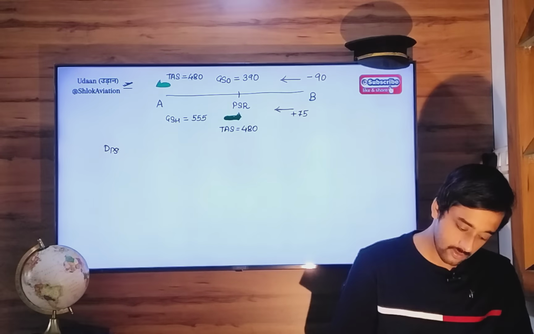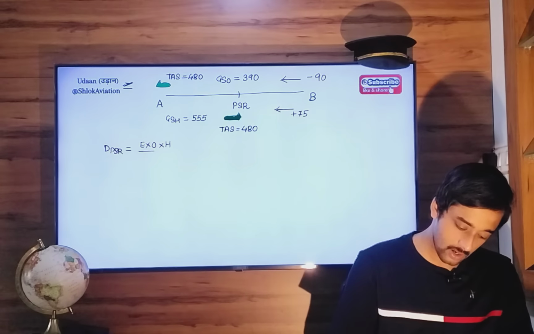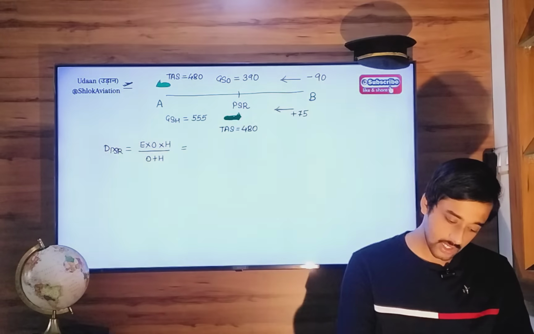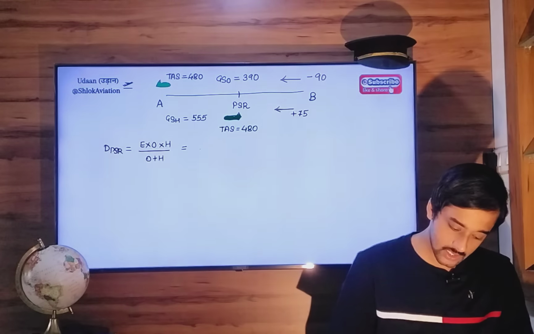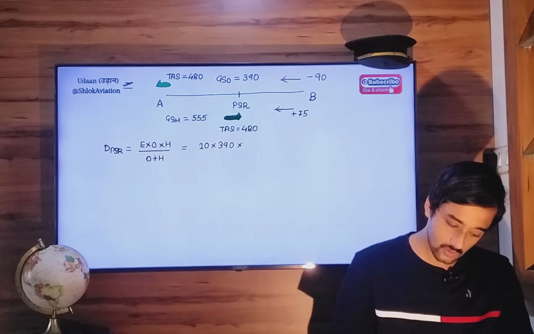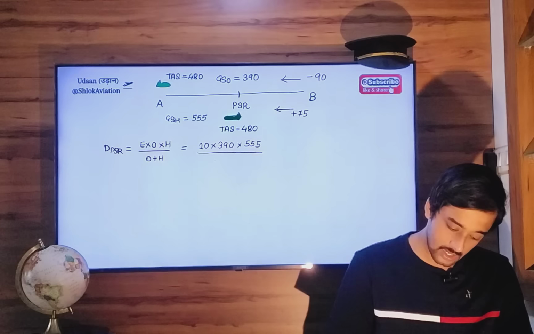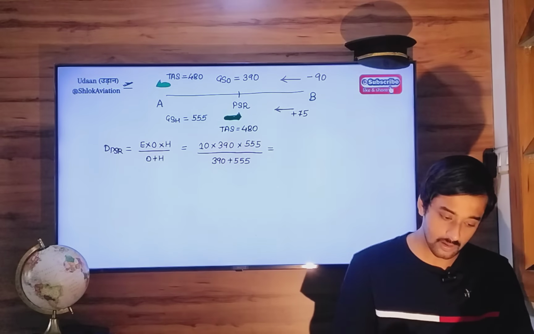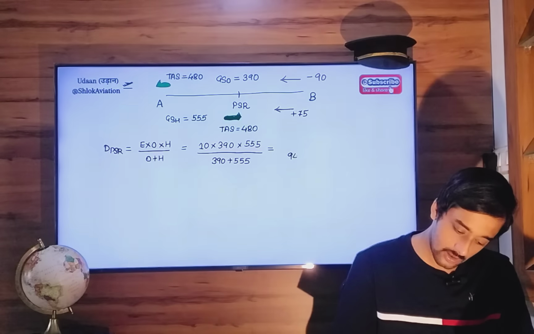Now let's use the formula. Distance to point of safe return equals endurance into outbound into homebound divided by outbound plus homebound. So what is endurance here? Endurance is 10 hours. So 10 into 390 into 555 divided by 390 plus 555. That is equal to 945.